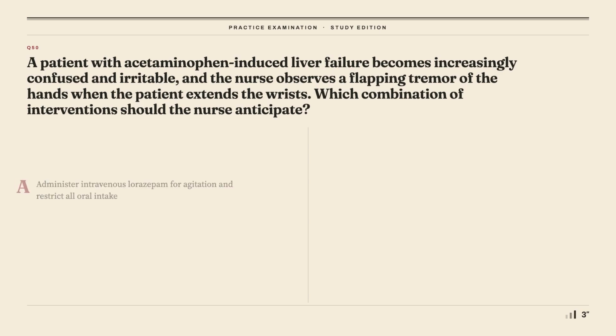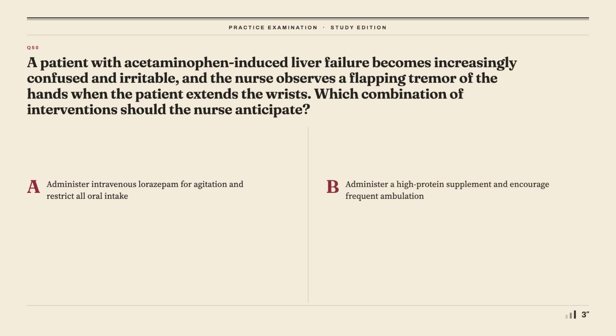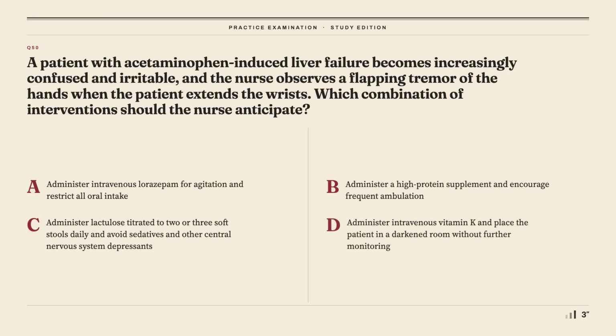Your options are A. Administer intravenous lorazepam for agitation and restrict all oral intake. B. Administer a high-protein supplement and encourage frequent ambulation. C. Administer lactulose titrated to 2 or 3 soft stools daily and avoid sedatives and other central nervous system depressants. D. Administer intravenous vitamin K and place the patient in a darkened room without further monitoring. Take a second. Which answer would you pick?